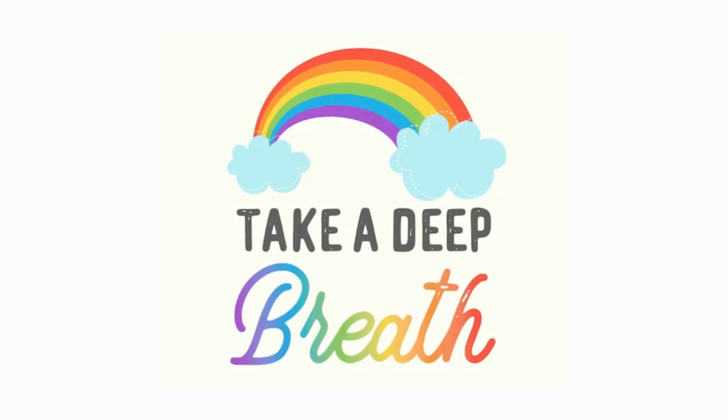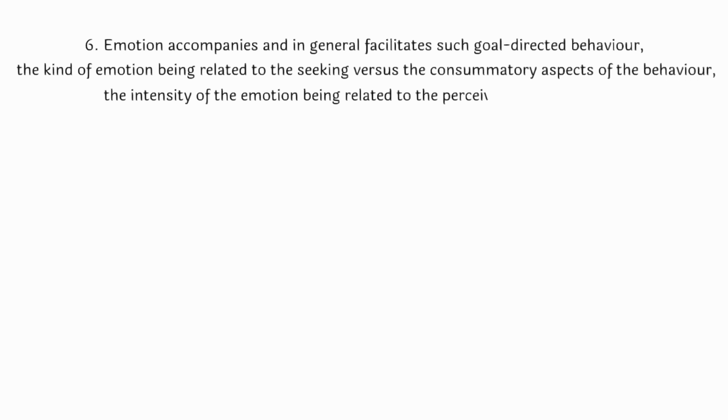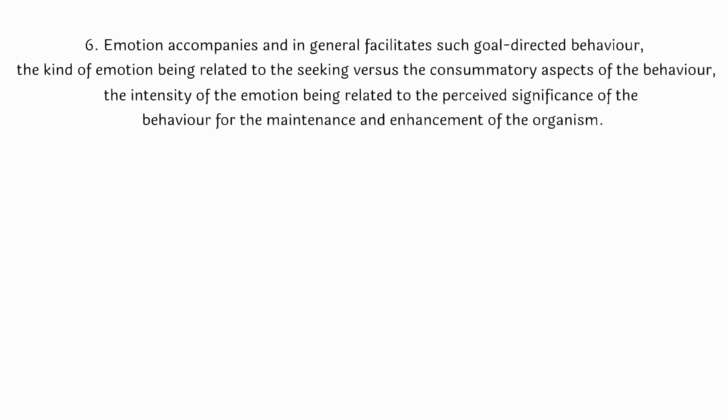Okay, Proposition 6. Take a deep breath before this one. This is probably the first one where the wording gets really quite technical, but once we break it down, it's actually quite easy to understand. So in Proposition 6, Rogers states, "Emotion accompanies and in general facilitates such goal-directed behaviour, the kind of emotion being related to the seeking versus the consummatory aspects of the behaviour, and the intensity of the emotion being related to the perceived significance of the behaviour for the maintenance and enhancement of the organism."